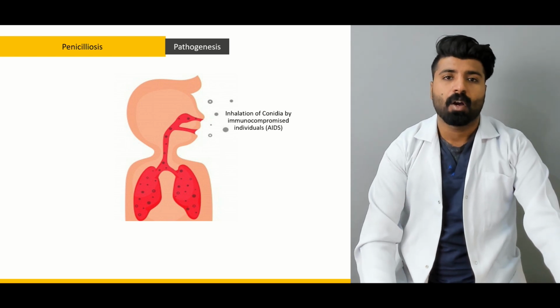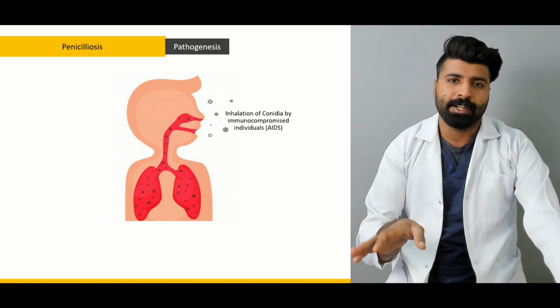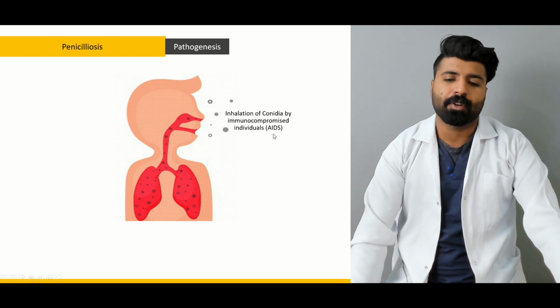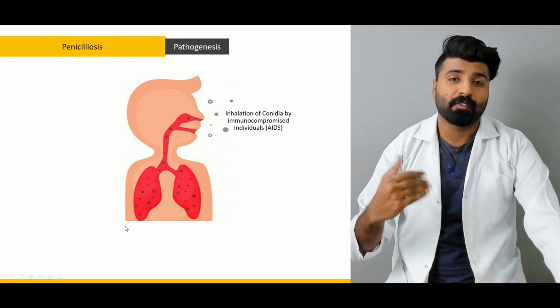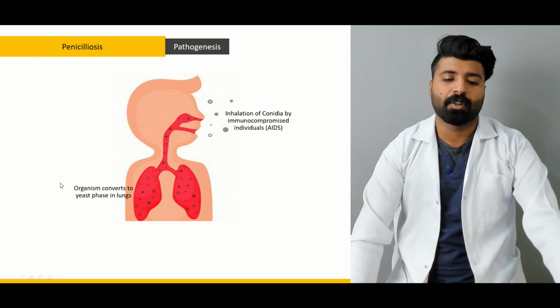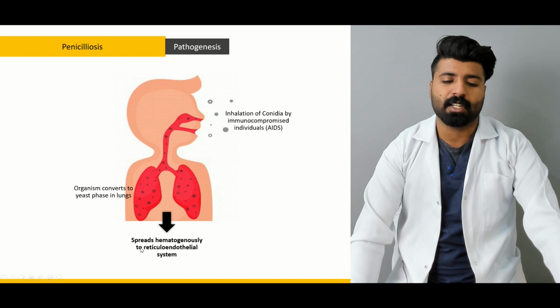But afterwards, we have this conversion from that form into conidia. Those conidia are these rounded structures we talked about. They're going to get into your nares, and they're going to get into your systemic respiratory system. They're going to convert into yeast and cause this pathology. So the organism converted into yeast phase in the lungs, we talked about it, and spread hematogenously to the reticuloendothelial system.